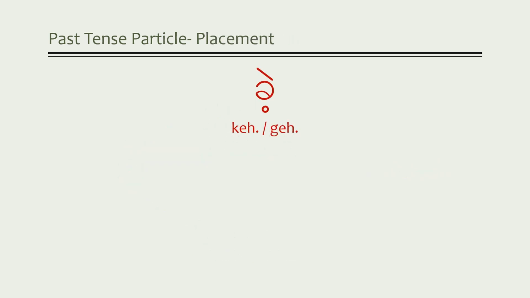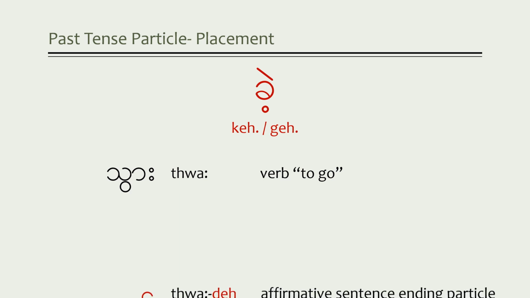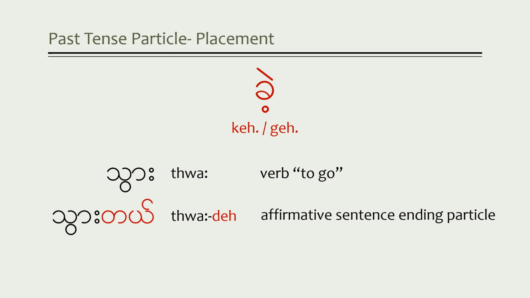Now, the next thing you'll need to know is where to put this past tense particle in relation to the verb. Well, first, let's review some of the other particles I've discussed in earlier lessons. Now, let's start with the verb for to go, thwa. This is its root form. The first particle we'll look at, I covered it in an earlier lesson, is the affirmative sentence ending particle de. So you'd say it, thwa de. Now this makes a statement positive.